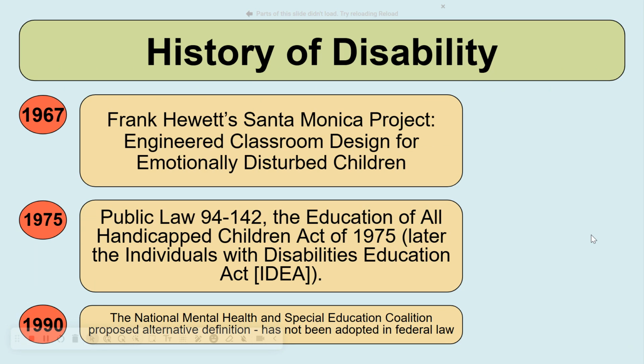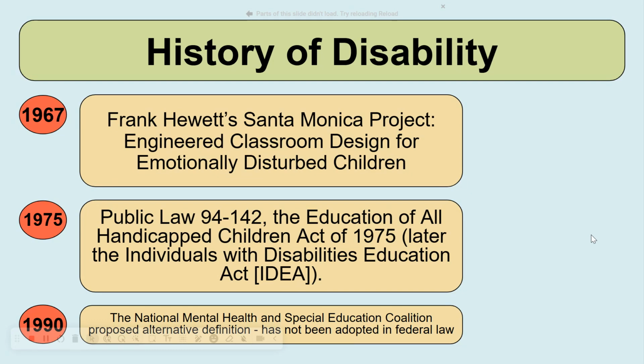So first, in 1967, you have Frank Hewitt's Santa Monica Project. Within this project, he engineered classroom design for emotionally disturbed students. So he had sample classrooms and students that were working with very rigid to not very rigid routines within a classroom where they had incentives and rewards and different practices to see which were more beneficial for emotionally disturbed children.